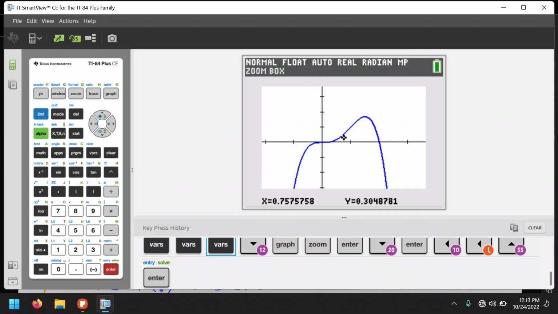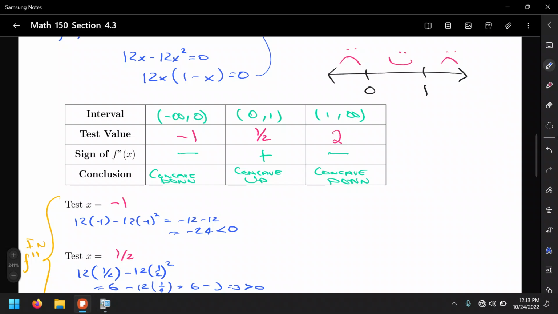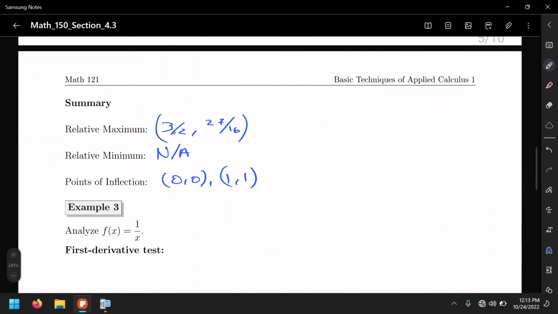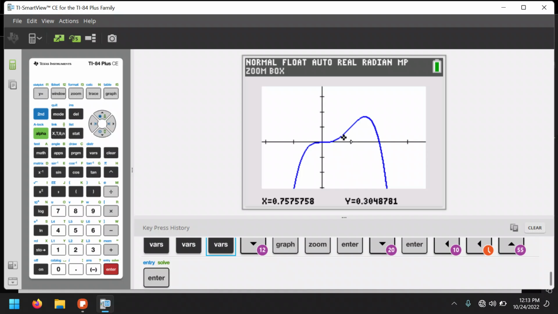Now what about relative extrema? For relative extrema we got a maximum point at 3 halves, which is essentially 1.5, and whatever that value 27 over 16 is. So this x value where we have the maximum indeed seems to be 1.5 or 3 halves. And whatever that value is, it's almost 2. Doesn't matter.